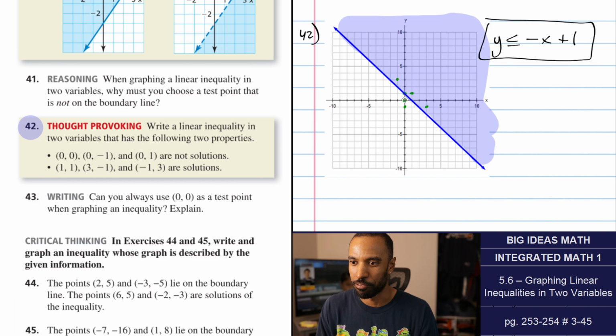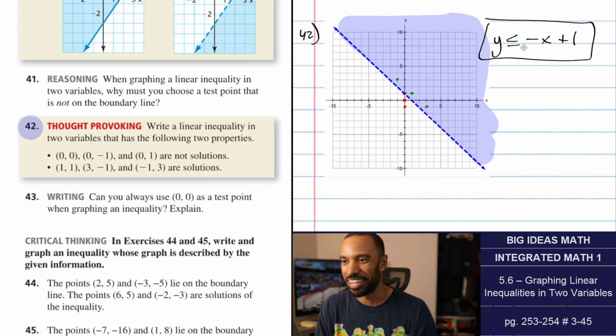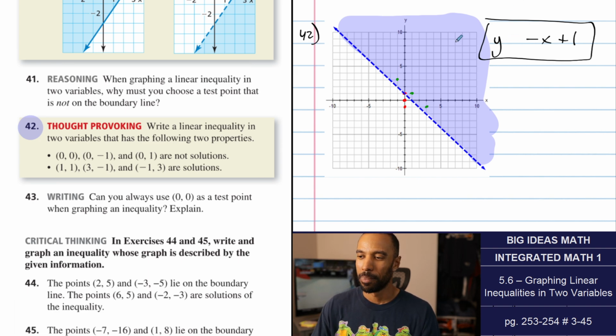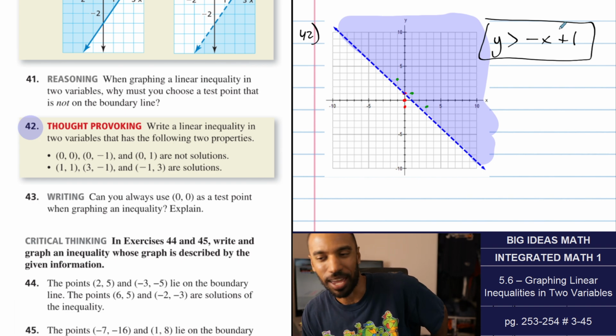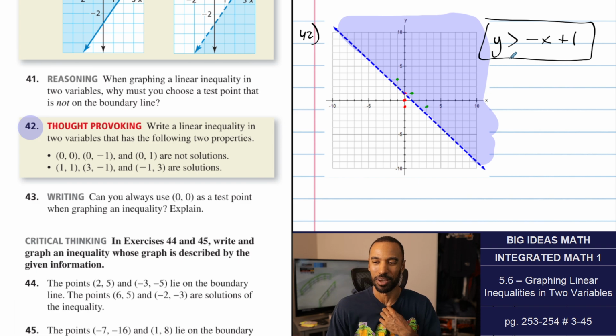Same idea still applies. Flip it over though, right? So these three are not solutions. That being said, I don't want this to be solid anymore. Dotted. Okay. Listen, the line is still the same. All I got to do is flip this thing over. You know what would help? If I did those the right way. That's what I should do. Okay, totally works that way.